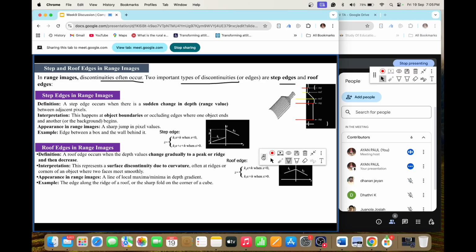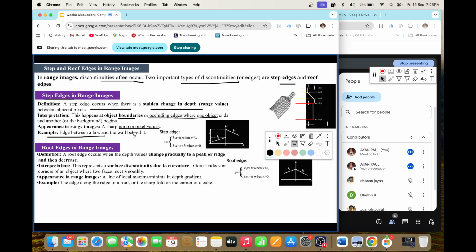So step edge, if I tell you the definition: a step edge occurs when there is a sudden change in the depth range values between the pixels. Interpretation: this happens on object boundaries, or occluding edges where one object ends and another or the background begins. Appearance in range images: a sharp jump in the pixel values. Example: the edge between a box and the wall behind it. So that is a step edge.